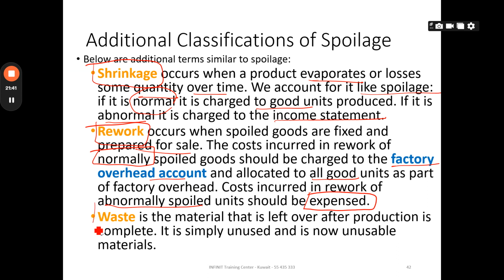So same like you will have waste also. This is the material that is left over after the production is complete. It is simply unused and is now unusable material. So this also, if it is normally happening, you will consider as the cost of good units, but if it is abnormal, you will be charging it to the income statement.